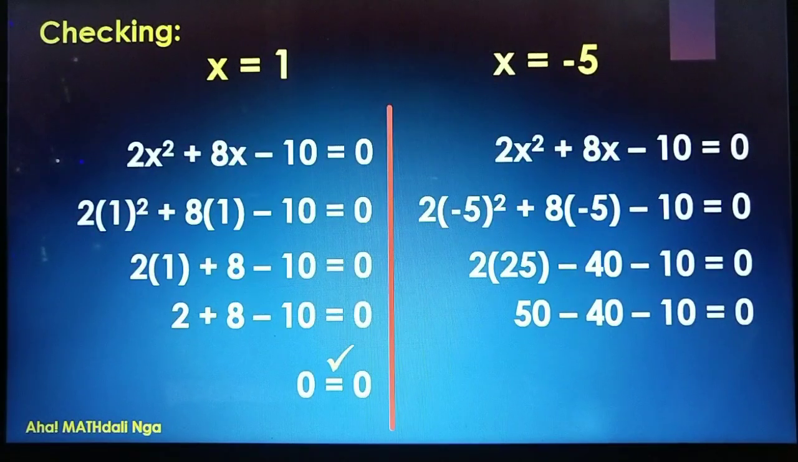50 minus 40 is equal to positive 10. 10 minus 10 equals 0. And that's true. 0 is equal to 0. So negative 5 is also a solution of the given quadratic equation. Therefore, the solutions are positive 1 and negative 5.